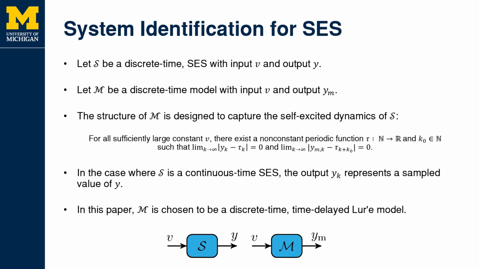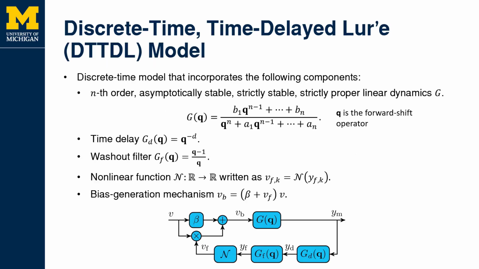S will denote a self-excited system, and M will denote a discrete time model whose structure is designed to capture the self-excited dynamics of S. M is chosen to be a discrete time delay Lure model. The DTTDL model incorporates an asymptotically stable and strictly proper plant G, a time delay GD, a washout filter GF, a nonlinear function N, and a bias generation mechanism, arranged to form the positive feedback system shown in the block diagram.